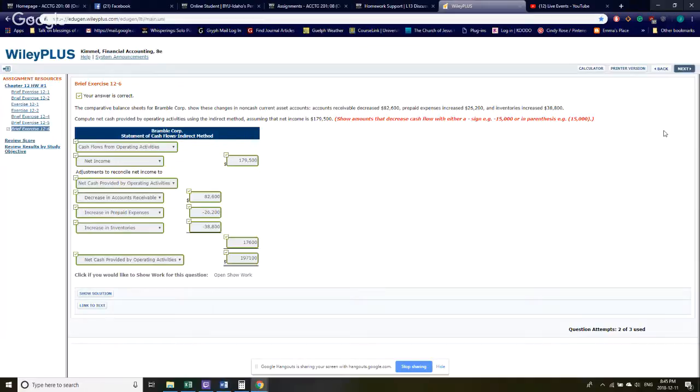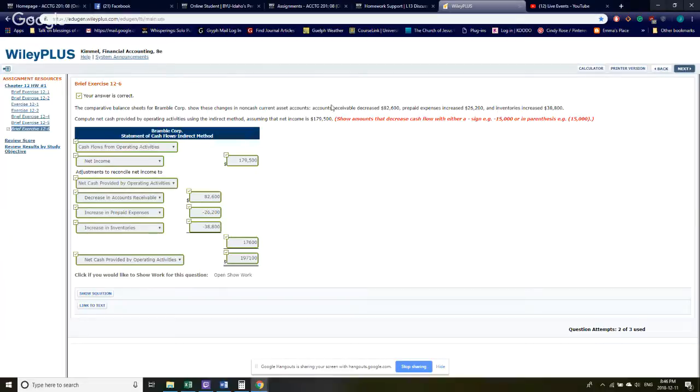$179,500. So the first thing we'll do to do a statement of cash flows using the indirect method is list cash flows from operating activities. This is the net income they had before all these adjustments have been made. Then when we're adding the adjustments, the first thing we'll put down is the decrease in accounts receivable.